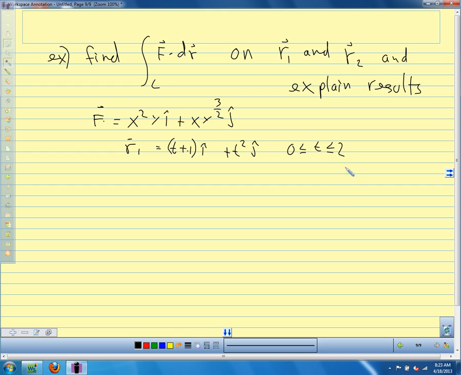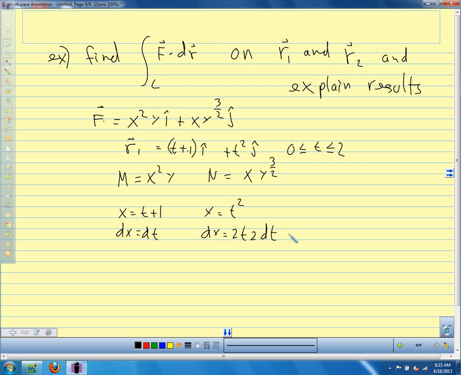Essentially, F dot dr. I'll give us r2 after we evaluate this one. So for our differential form, what is M? x squared y, and N is x y to the 3/2. For our parameterized function, what is x? t plus 1. So dx is what? 1 dt. dx is dt. y is t squared, so dy is 2t dt.